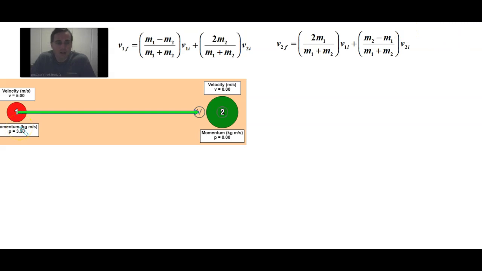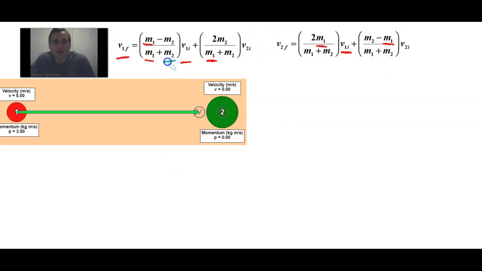So notice that the final velocity of mass 1, what we're calling in red here, has to do with its own initial velocity, but then also the difference between that mass and the second mass divided by the sum of the masses. Mass 2 seems to have more influence. Notice that object 2's final velocity does involve the initial velocity of mass 1, and it certainly involves mass 1 more, but it also involves the difference between those two masses.